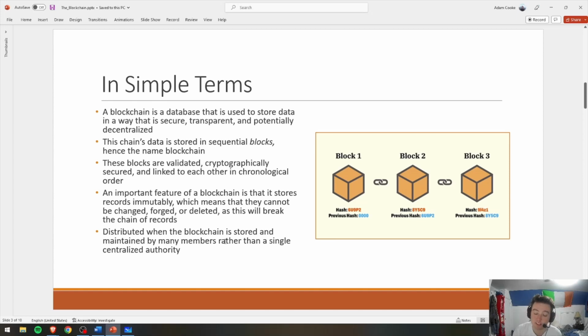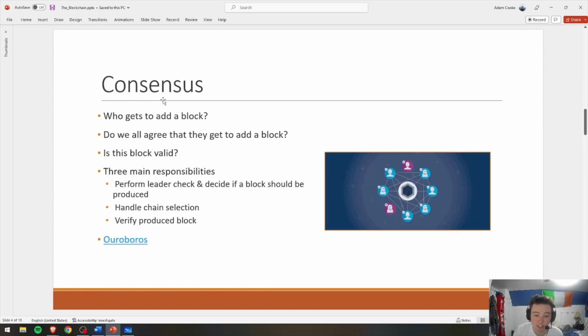If you have a single entity, it's pretty easy. They can just add a block or someone can submit it to them. They can validate it or add it themselves and just put it on the chain. And then everyone just references that data source as the truth. But when you have distributed, you need a way to ensure everyone has the same truth. And so this is the idea of consensus.